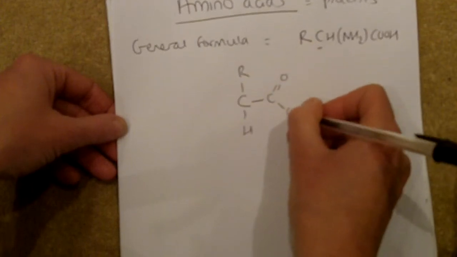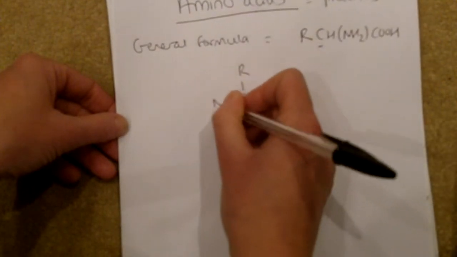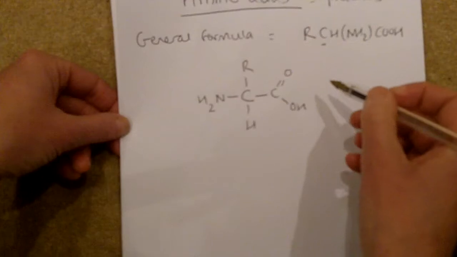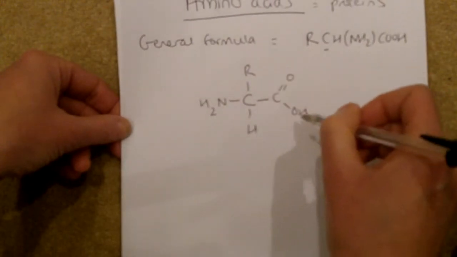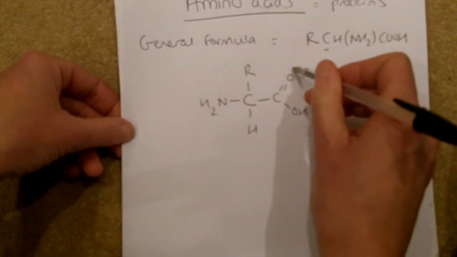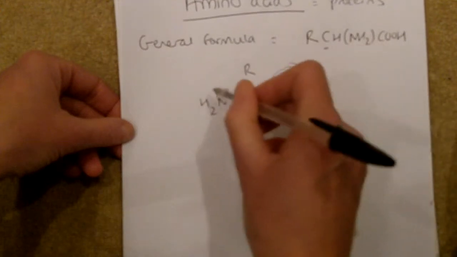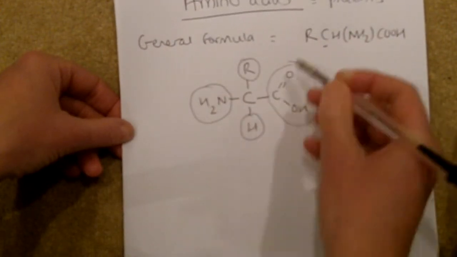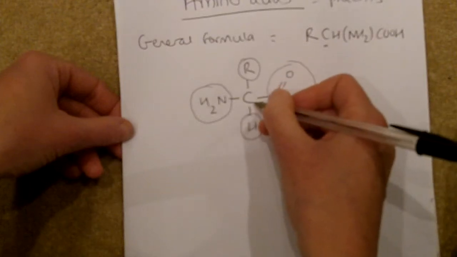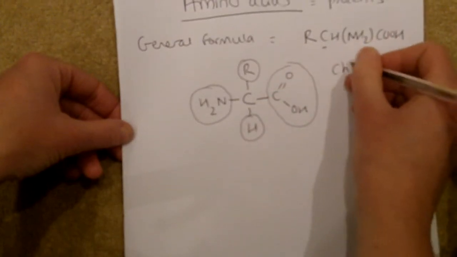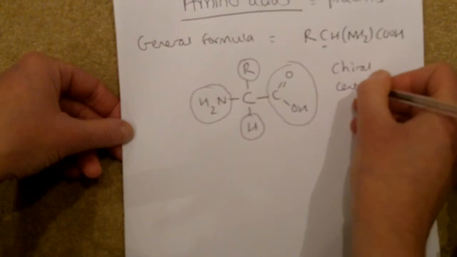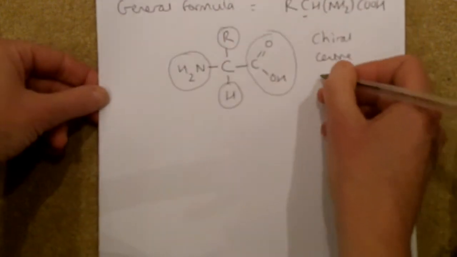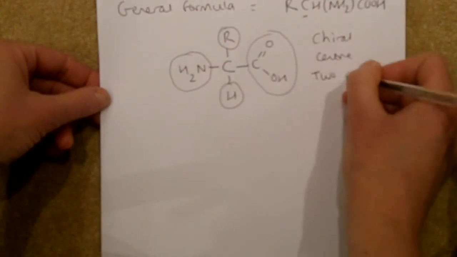Carboxylic acid and an amine. So it's a special type of molecule because it's got a carboxylic acid and an amine. A lot of amino acids have optical isomers because you've got a chiral carbon atom, a chiral center, a carbon atom with 4 different groups, and so you'll get 2 optical isomers.